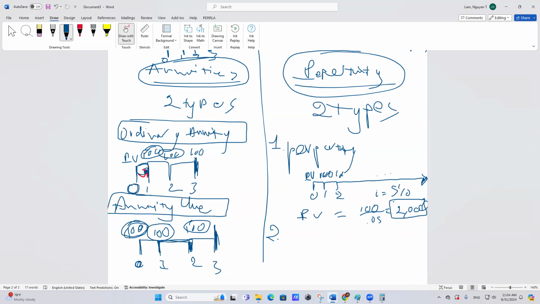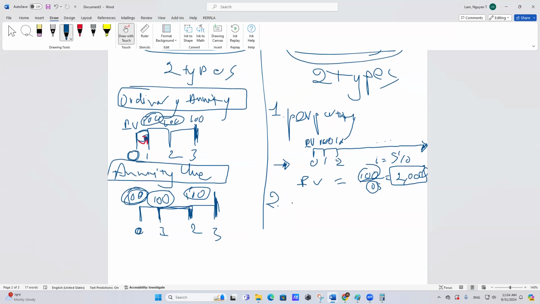Okay, this type of problem will be on the test. They're going to have at least one problem like this, so it's kind of 3 points. You just take the cash flow divided by the interest rate. Okay, so the next one is called growing perpetuity.